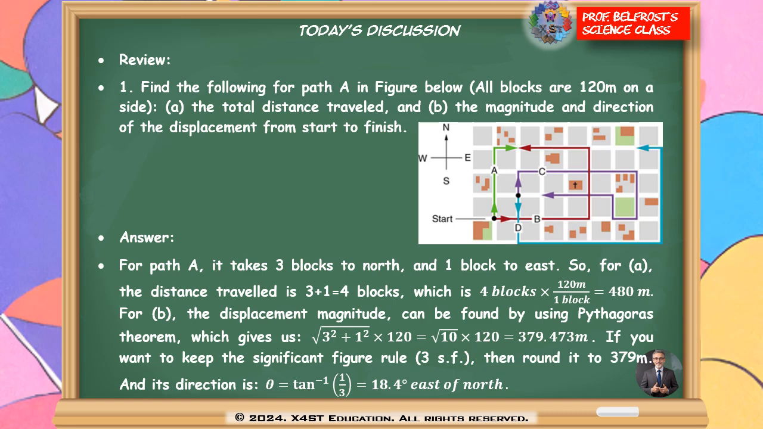So you see that for path A, it takes 3 blocks to the north and 1 block to the east. The distance traveled is simply the sum of these two numbers, so it's 4 blocks, and because each block is 120 meters, it is in total 480 meters. For B, the displacement can be calculated using the Pythagorean theorem, which gives us the square root of 10 times 120, about 379 meters, and the direction is about 80.4 degrees east of north, as shown.